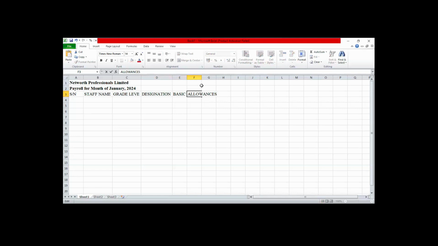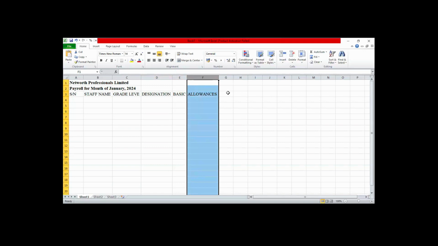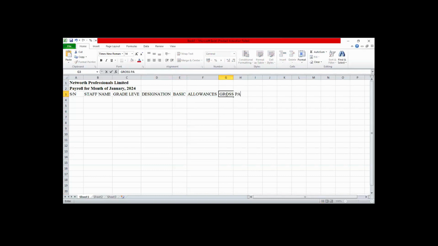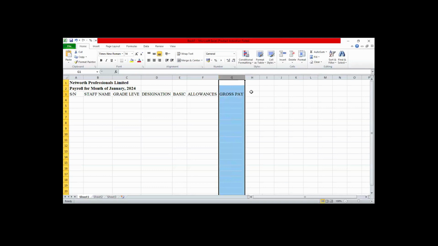Allowances. Is that clear? After the allowances, we are going to add the basic and all the allowances together. We are going to get what we call gross pay. After getting the gross pay, we now take into consideration what we call deductions.